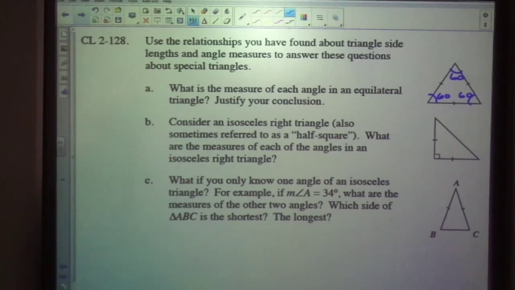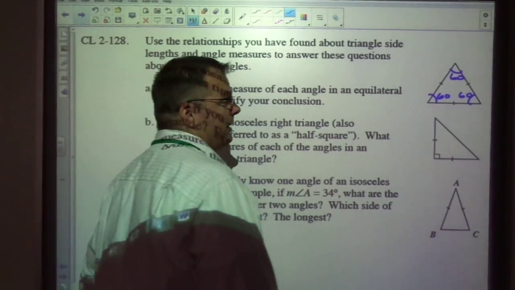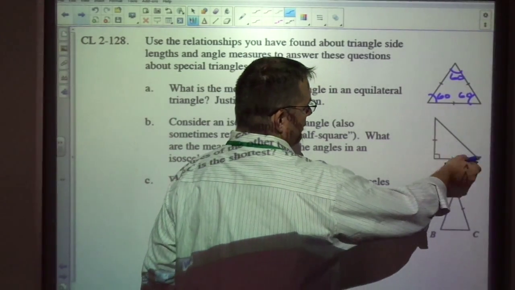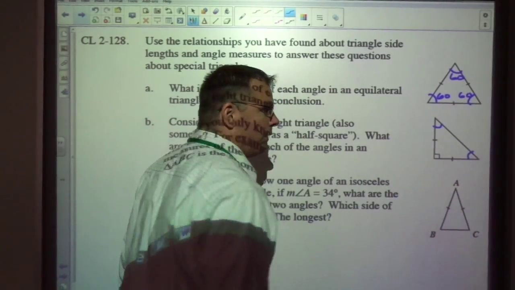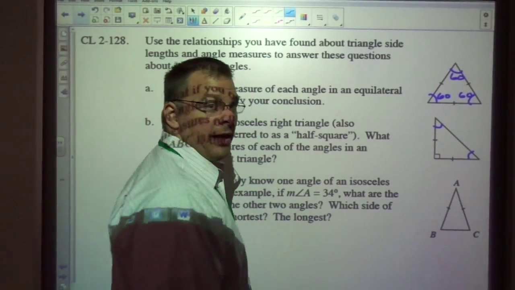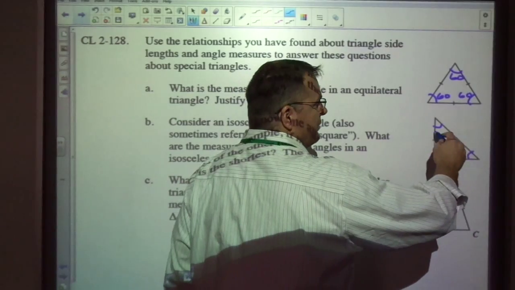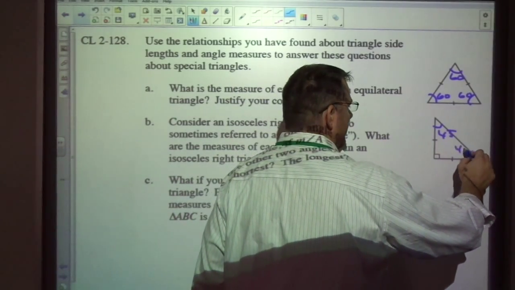In the second one, we have an isosceles triangle. What are the measures of each of the angles in an isosceles right triangle? Well, we know if these sides are equal, then these angles are equal. And together they have to add up to be 90. So if we just divide by 2, that leaves 45 and 45.